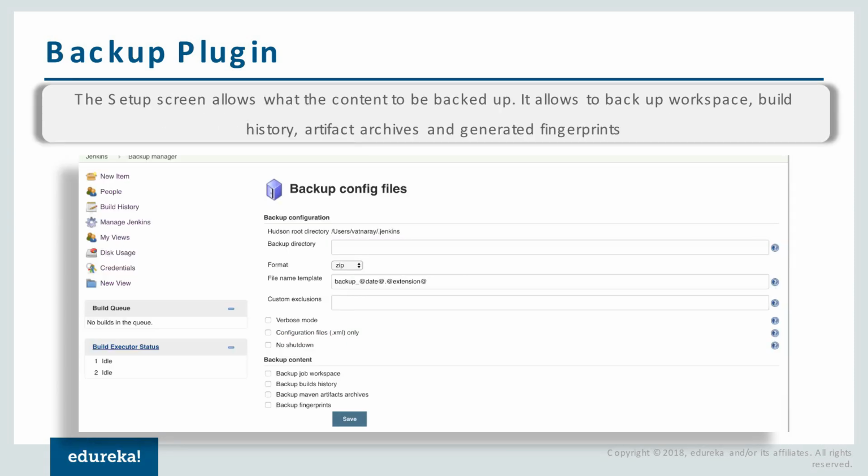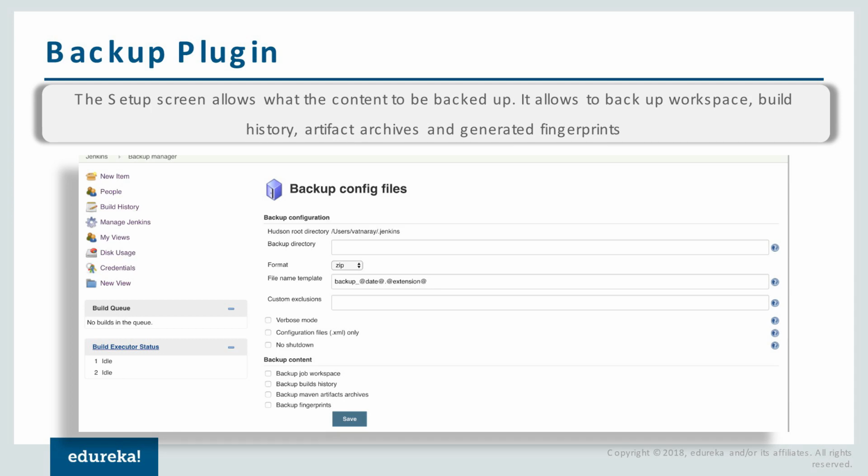As you can see here, this setup screen allows you to choose what content is to be backed up, and it allows you to back up workspace, build history, artifacts, and all the other things as well. And you can choose the format you want to use in this case. The file name template is what kind of file name format you want to give it. And exclusion will provide you an option if you want to exclude anything from this directory or folder. You can use wildcards or you can use direct file names or folder names.